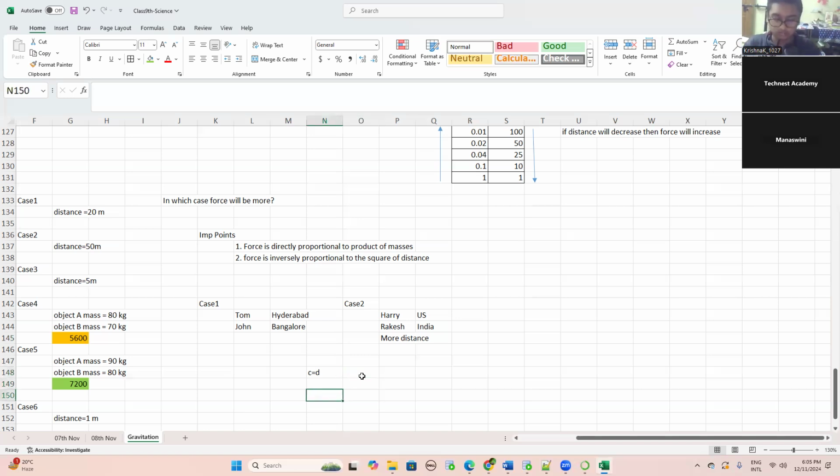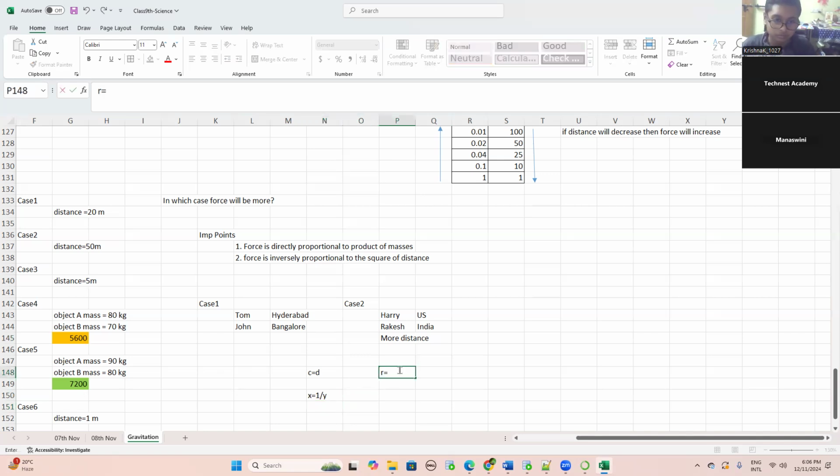Yes, sir. If I write x equals 1 by y, what is the relationship between x and y? Directly proportional or inversely proportional? Inversely proportional. Manaswini, x and y are in which relationship? Sir, inversely proportional, because y is in the denominator. Correct. Y is in denominator, x is in numerator. Clear?